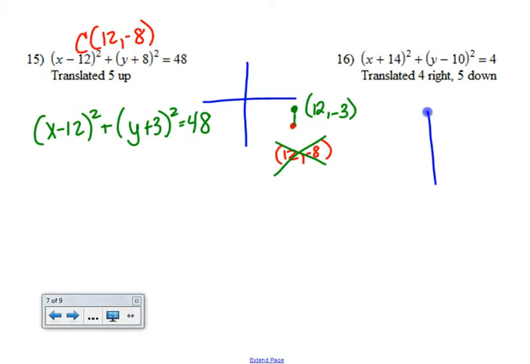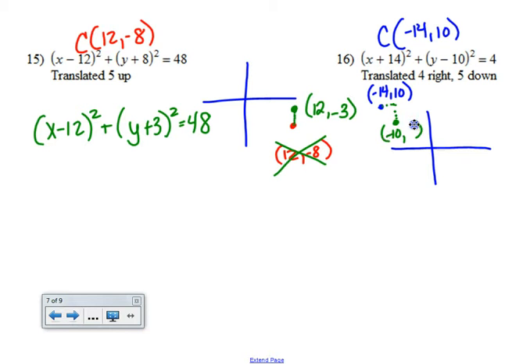This next problem, the original center is at negative 14, 10. So like over here somewhere. And it was translated 4 units to the right, and then 5 units down. So when I move 4 units to the right, that's coming back towards the origin, 4 units, I think I'm at a negative 10. And then if I'm up at 10 and I use 5 units to go down, now I'm up at a 5. So my new center is at negative 10, 5, and my radius has not changed at all.